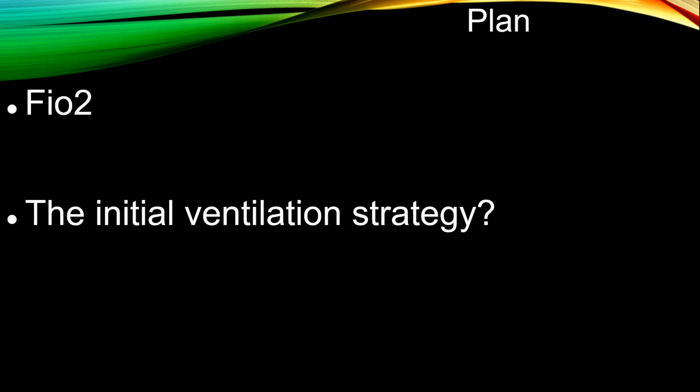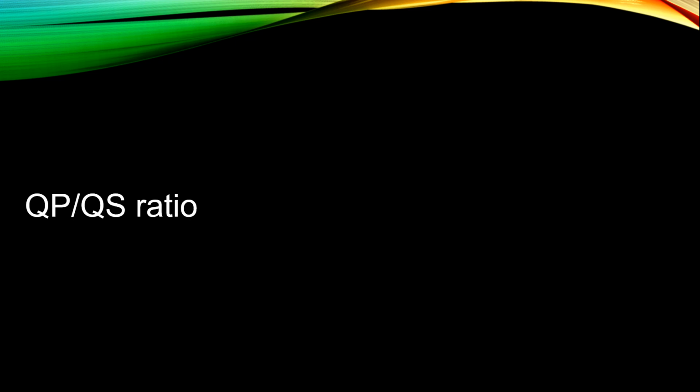Now I need to talk a bit more about the QP-QS ratio. This is a very important concept in pediatric cardiac anesthesia, and this is to highlight the importance of ventilation parameters to maintain or to start with during the anesthesia. So what is the QP-QS? It is the ratio of the pulmonary blood flow to the systemic blood flow. So Q is the flow, and P is pulmonary, S is systemic. So QP to QS ratio is the ratio of the pulmonary blood flow to the systemic blood flow.